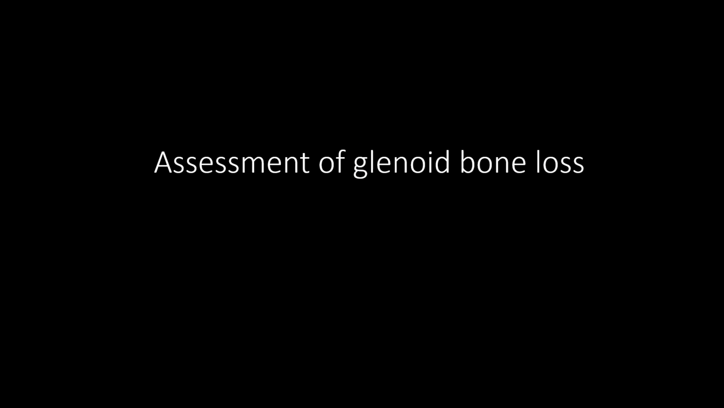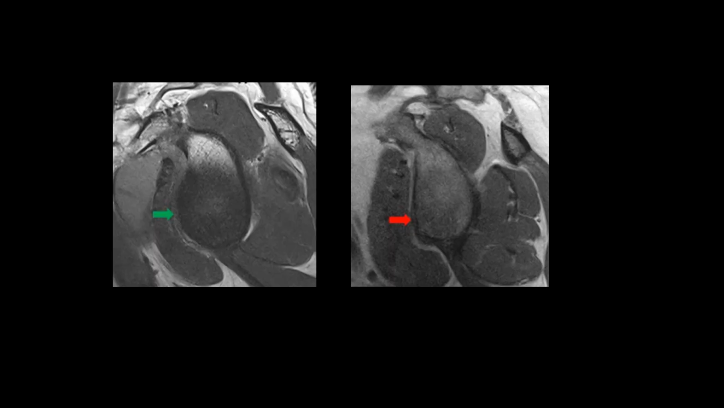But remember, whenever we see a case of a Bankart lesion with a glenoid defect, we have to mention the percentage of glenoid bone loss. Let me show you the method of measuring the percentage of glenoid bone loss in another patient who had a bony Bankart lesion. This is the end-face sagittal view of a normal glenoid. The green arrow shows the normal convex margin of the anteroinferior glenoid.